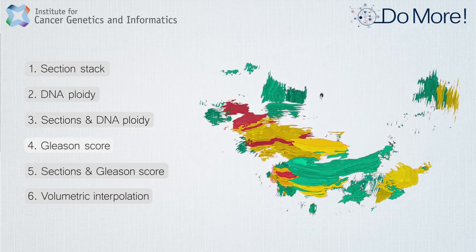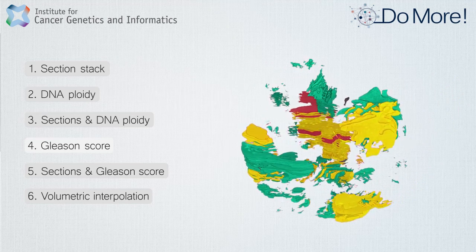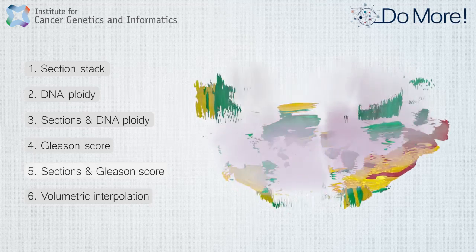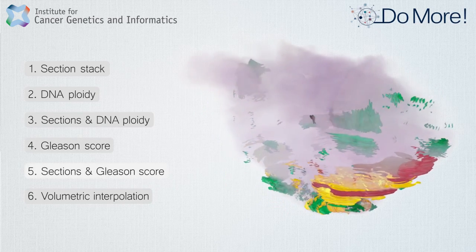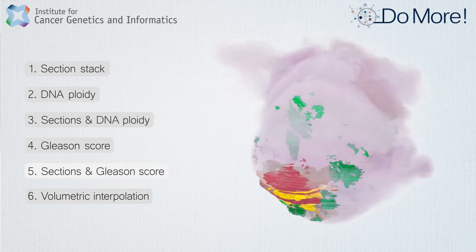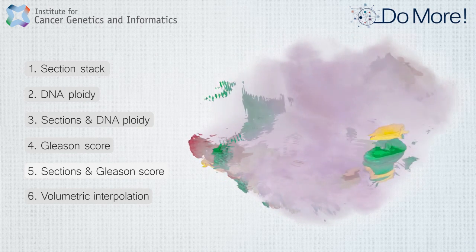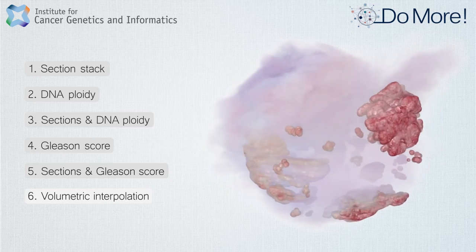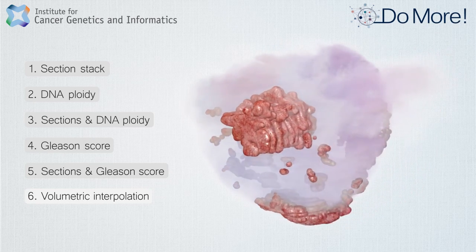The Gleason score sequence shows variations in Gleason score between different regions in a tumor. Sections and Gleason score combine the previous sequence and the section stack to enhance spatial context. Volumetric interpolation is an artistic impression of tumor area in the sections.